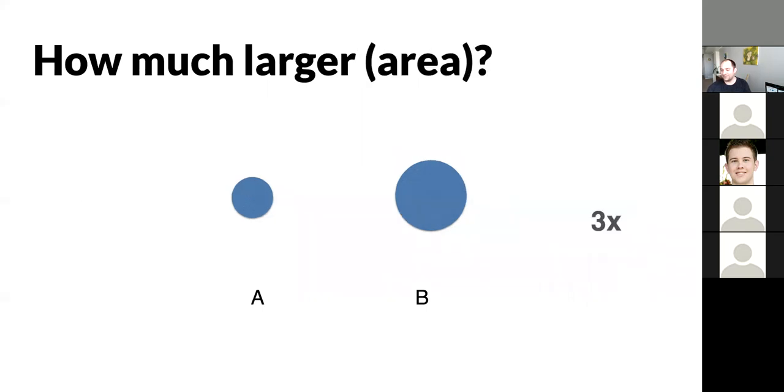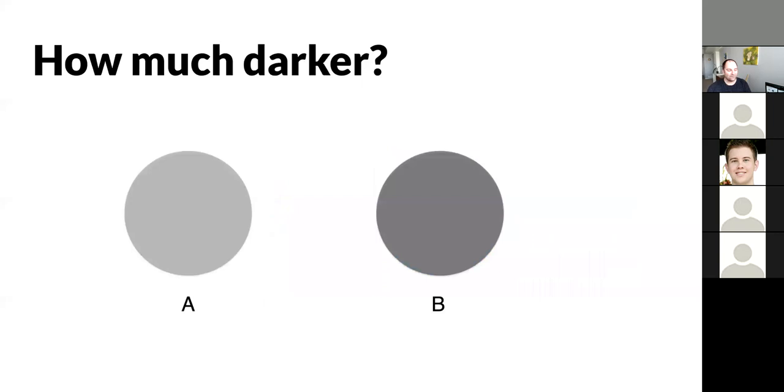Let me skip this one. How much darker is B than A? We have 2 times, 3 times, 4 times, 5 times. Okay, people think it's 3 times. It is in fact 2 times, which roughly 40% got right.